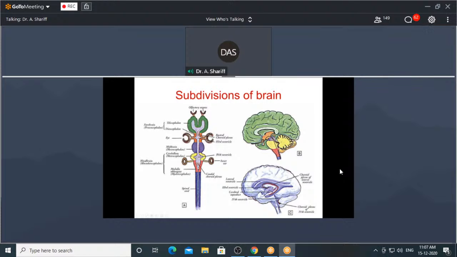And this rhombencephalon gives rise to the cerebellum and the medulla oblongata. Telencephalic vesicles give rise to cerebral hemispheres, and this red part gives rise to this. And this purple part gives rise to the midbrain here. Then the cavities: this cavity in the telencephalic vesicles gives rise to the lateral ventricles, and the cavity of this diencephalon becomes the third ventricle.